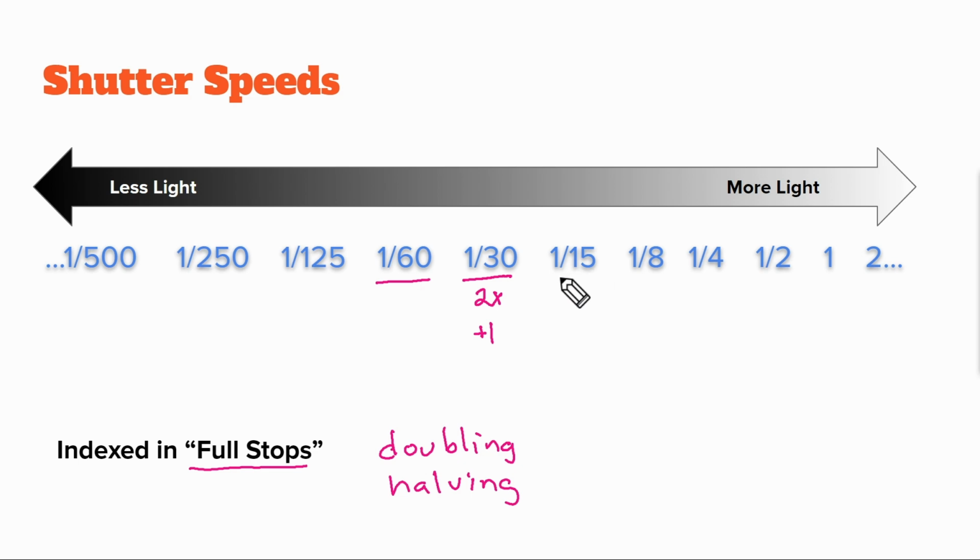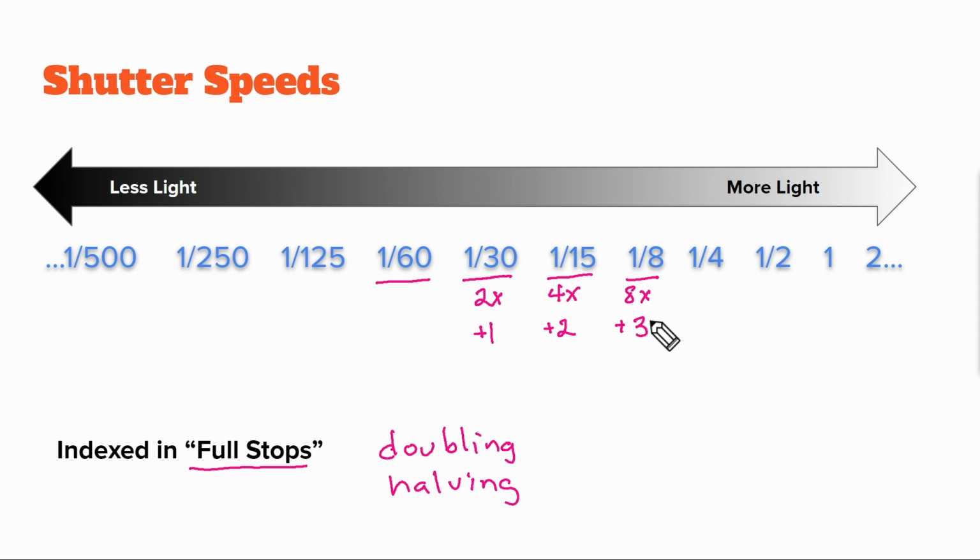If we do this again and go to 1/15th of a second, we multiply by 2 again, and we're now letting in 4 times as much light versus 1/60th of a second, and this would be plus 2 stops. And of course, 1/8, we multiply by 2 again, and we're letting in 8 times more light relative to 1/60th of a second, and this would be plus 3 stops.